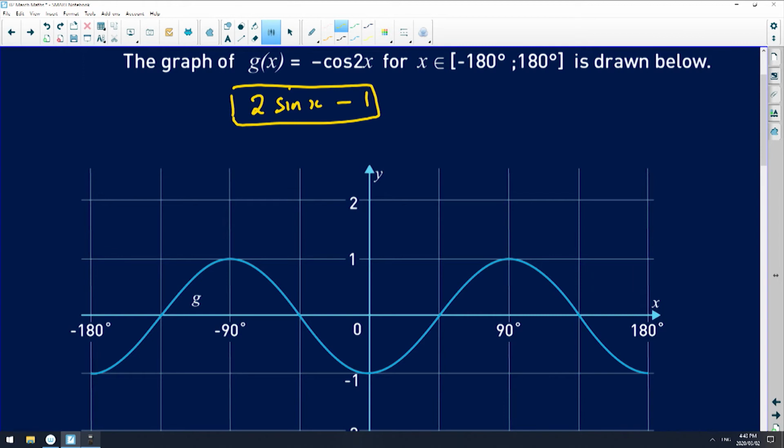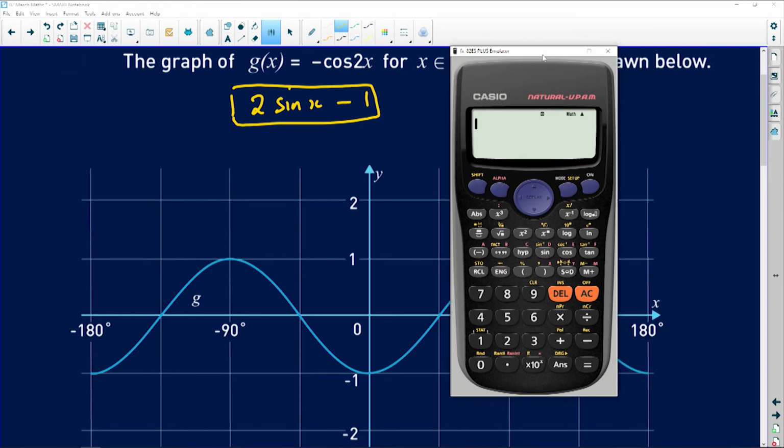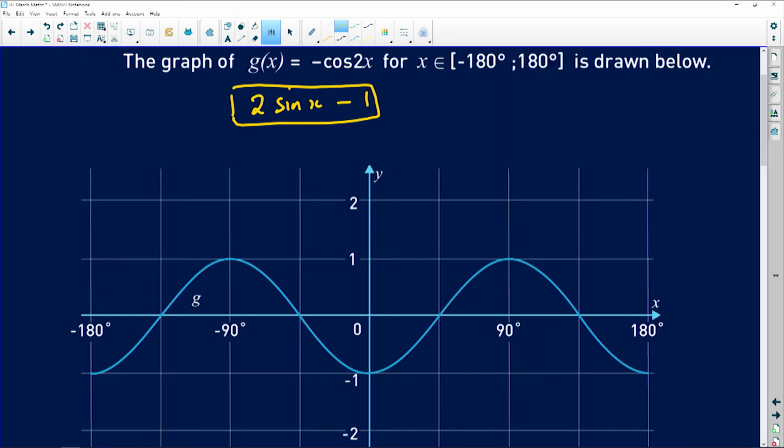So I'm going to take out my calculator and test all these values that I'm sitting with here. I can say 2, and then I'm going to put sine here, and I'll substitute the first angle, which is minus 180 degrees, and close the bracket, and then subtract 1 after that. I'm going to get a value there, which happens to be minus 1. So we know for a fact that this graph is going to be at minus 1 when x is minus 180 degrees, and I'm going to plot this.